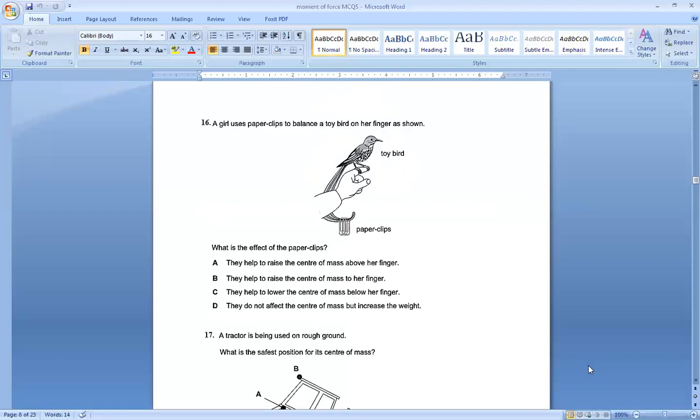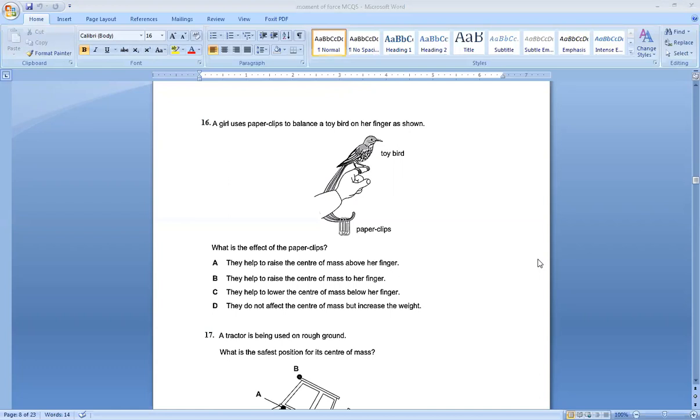If we add paper clips here, it will increase the weight, which lowers the center of gravity or center of mass of the toy. So if we keep on adding the paper clips, the center of gravity keeps on lowering. If the center of mass lies below the point of suspension, it increases the stability of the toy. The toy is in stable equilibrium.